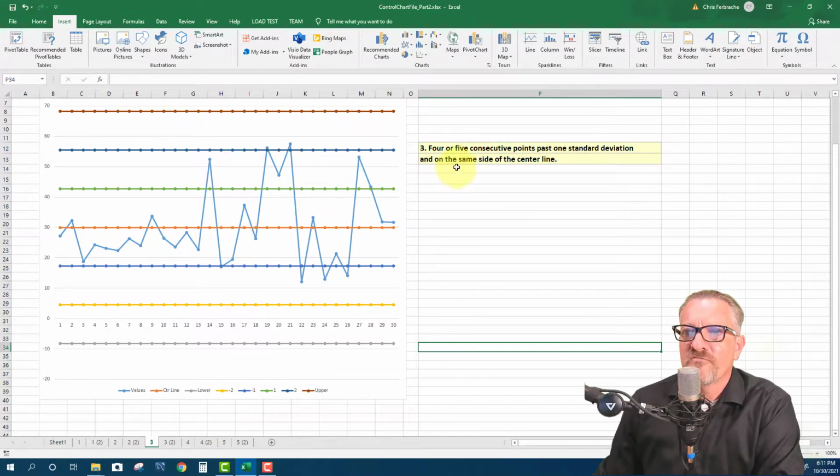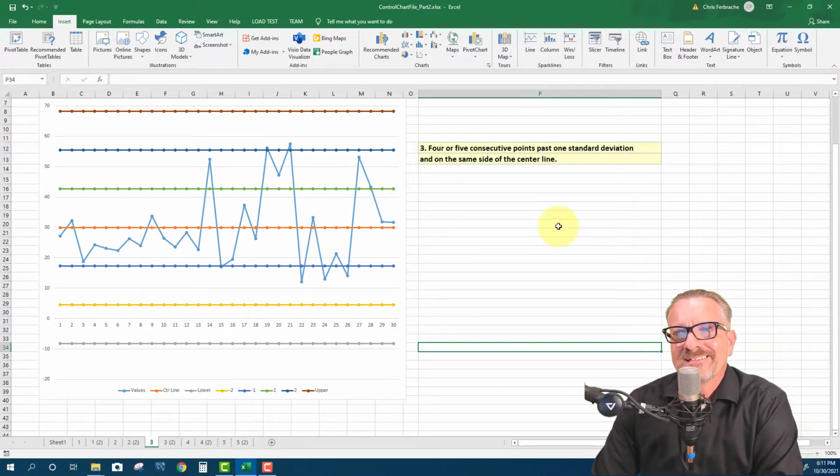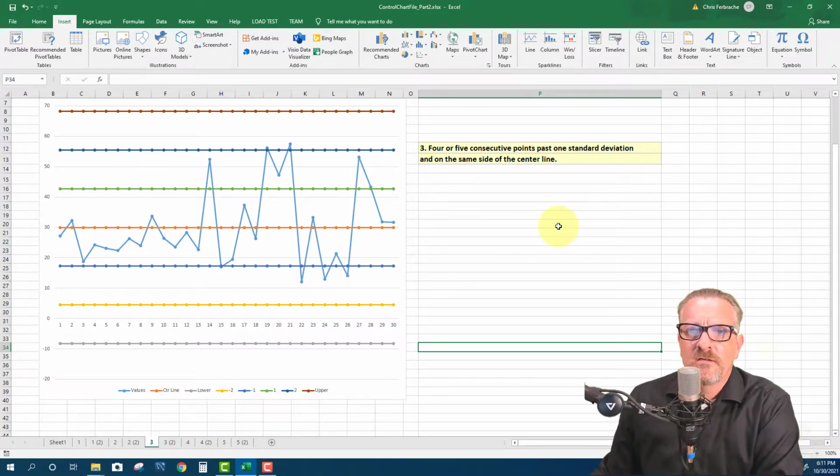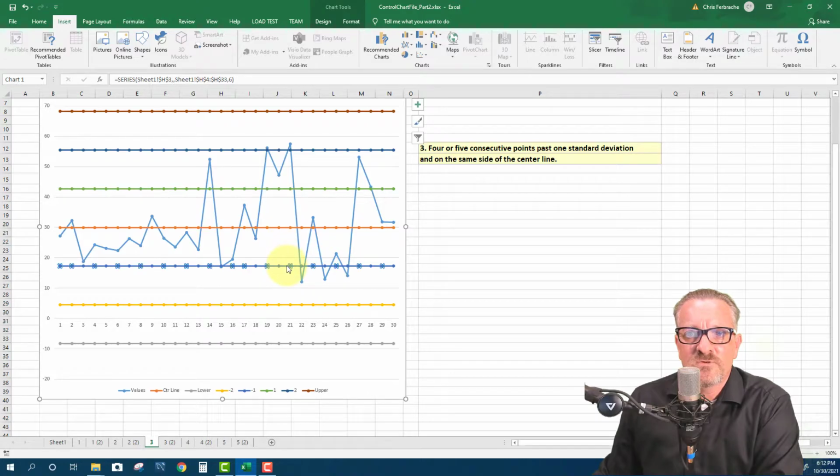Okay, so for this one, 4 or 5 consecutive points past 1 standard deviation and on the same side of the center line. So in this case, this is a control line, and then we're looking for 4 or 5 consecutive points past 1 standard deviation on the same side. So this is the 1 standard deviation above, and this is 1 standard deviation below. So in this case, we have 3 right here that are past, but we're looking for 4 or 5, so that doesn't count.